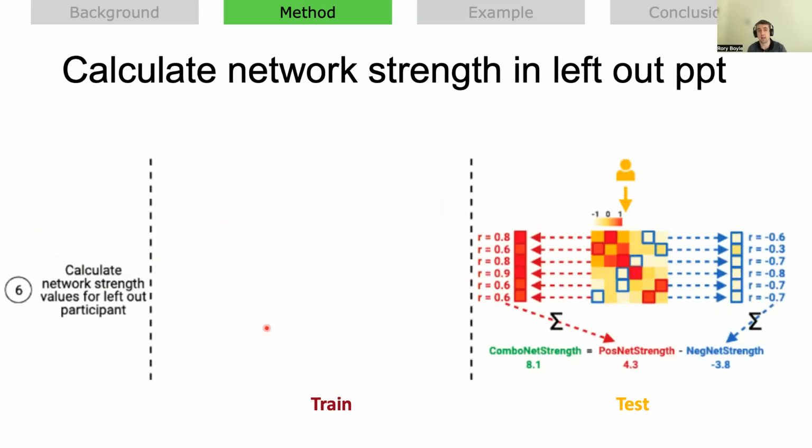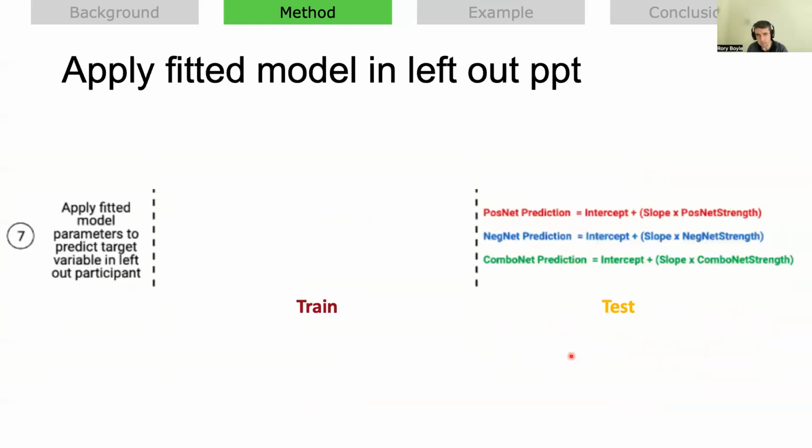You then move back to your test set participant. And using the edges that were significant for your training set, you calculate again your network strength values for the test set participant. You then apply the fitted model parameters for the linear regressions to these calculated network strength values to generate predicted values for your test set participant.